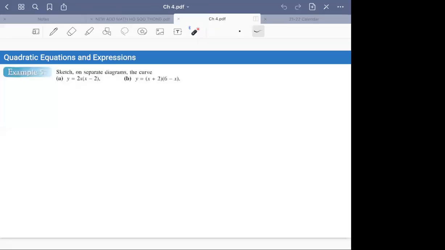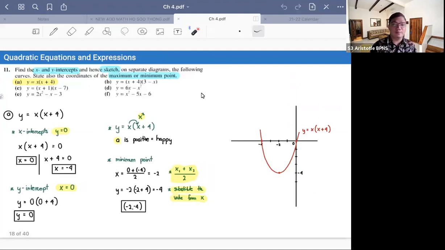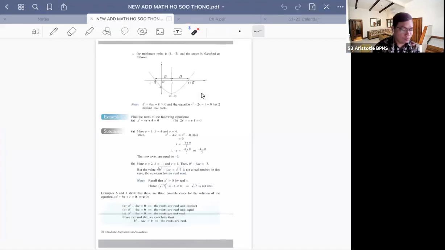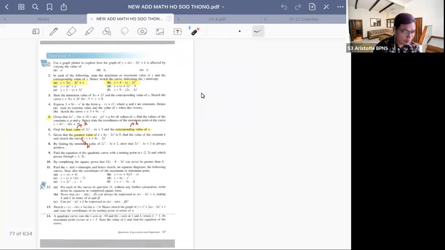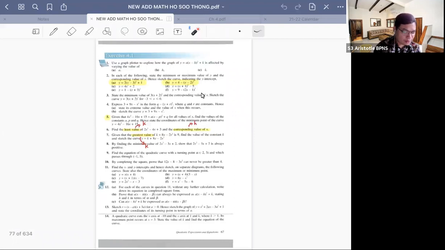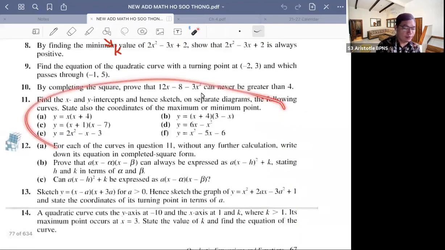Sketch. All right. Okay, I'll skip that and I'll jump right away to number 11. By the way, if you have your book, please go to page 67. Okay, page 67, and then let's do number 11. Okay, this one. All right.